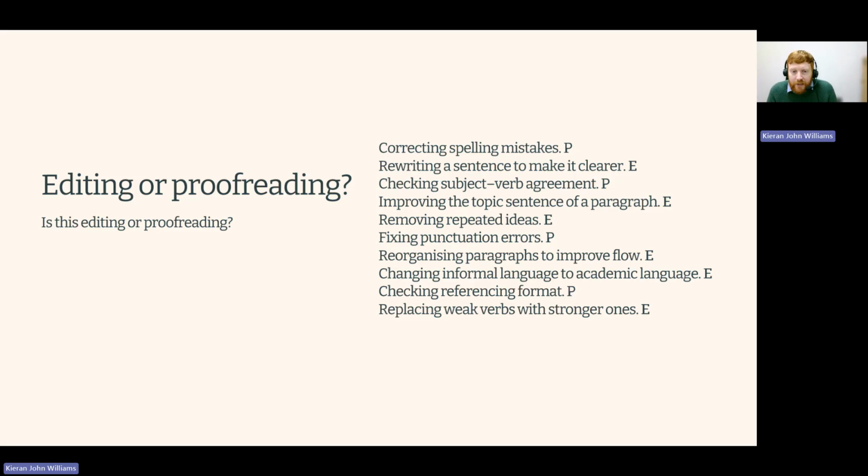Now, reorganizing paragraphs to improve flow. This is obviously editing, okay, because this is more about the structure, organization of your ideas, okay.